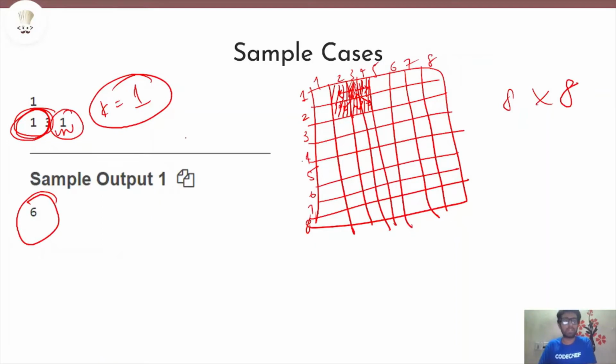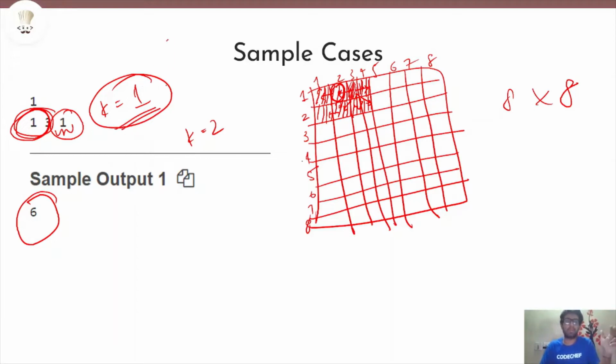Now if K was 2, however, then how will you approach this problem? Because this cell can be reached in one move, this cell can be reached in 2 moves, this cell can be reached in 2 moves, so on and so forth. I'm not drawing the full thing, but hope you understand that K can be any value. It need not be only 1 here.